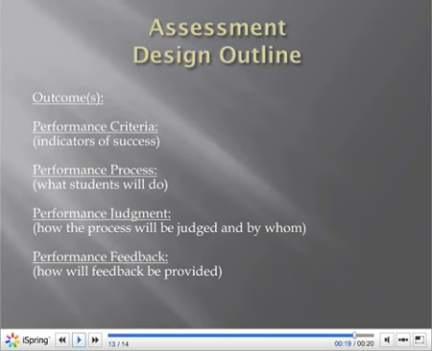After the outcomes, you'll have the performance criteria, which is indicators of success. Then you have the performance process, which is what the students will do. Then you have the performance judgment, how the process will be judged and by whom. And then you have the performance feedback, how the feedback will be provided. The features I like about the model are that it gets us thinking about key criteria before we think about what students will be doing. Additionally, I like that it requires us to think about what's best for how the process will be judged and by whom, and how the feedback will be provided.